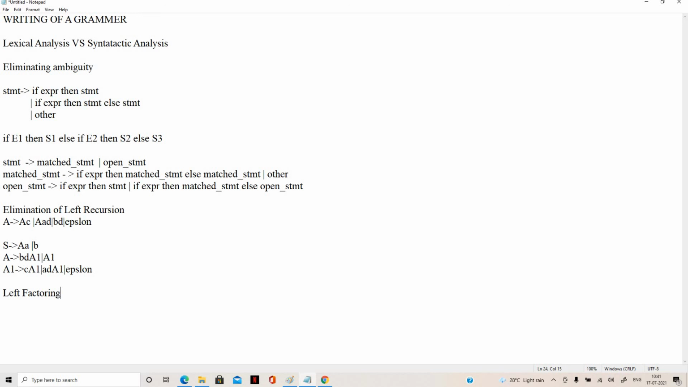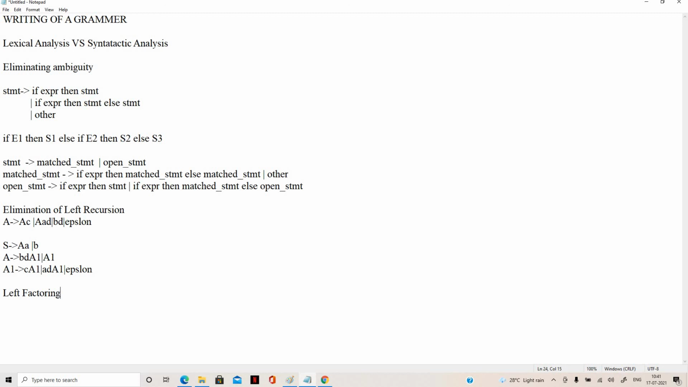So this is about writing a grammar. When you are going to start a grammar, the grammar should be able to work in all situations. It should be able to apply for top down parsing and bottom up parsing also, and should not contain any mistakes.